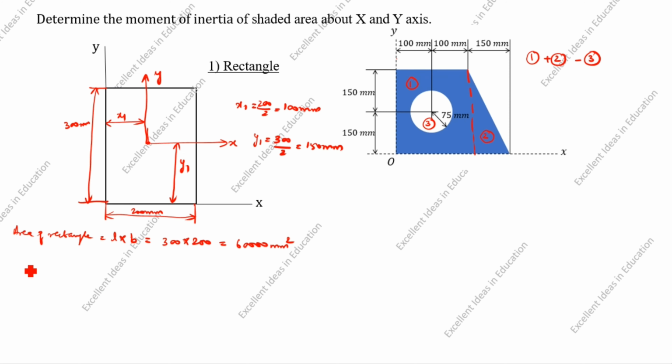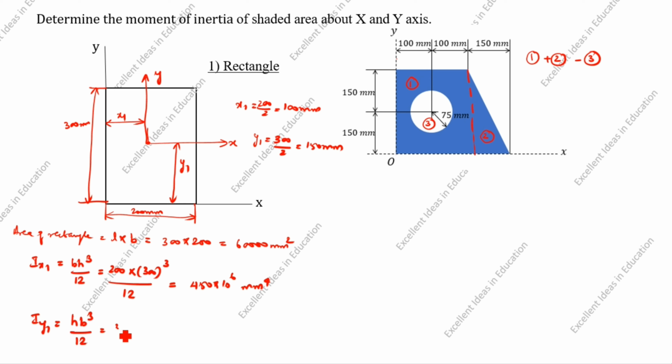Now we will calculate the moment of inertia of the rectangle. What is Ix1? The moment of inertia of a rectangle formula is BH cube divided by 12. B is 200, H is the height, 300, so 300 cube divided by 12. The answer is 450 into 10 power 6 mm power 4. Next we will calculate Iy1. What is the Iy1 formula? H B cube divided by 12. H is 300, B is 200, whole cube divided by 12, equal to 200 into 10 power 6 mm power 4.